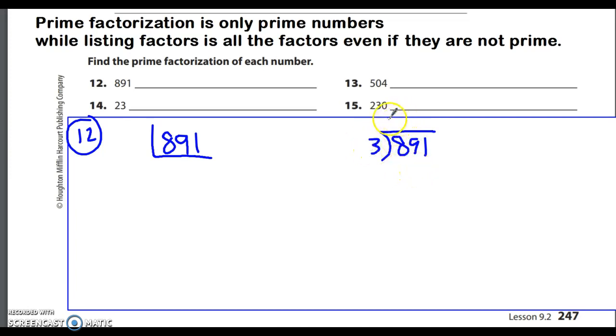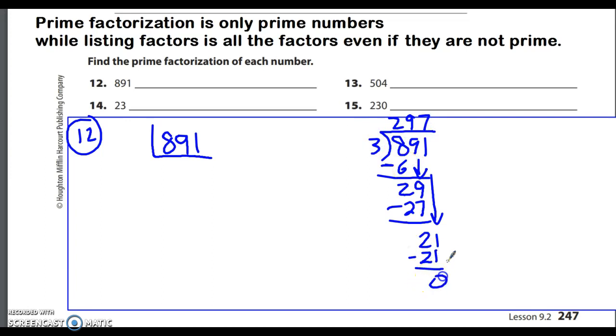3 goes into 8 twice. 2 times 3 is 6. I get 2, bring down this 9. 3 goes into 29 9 times because 9 times 3 is 27. 29 minus 27 is 2, bring down this 1. 3 goes into 21 7 times. 7 times 3 is 21. So I don't need this anymore. I just need to remember to myself that if I divided by 3, which is a prime number, I get 297.